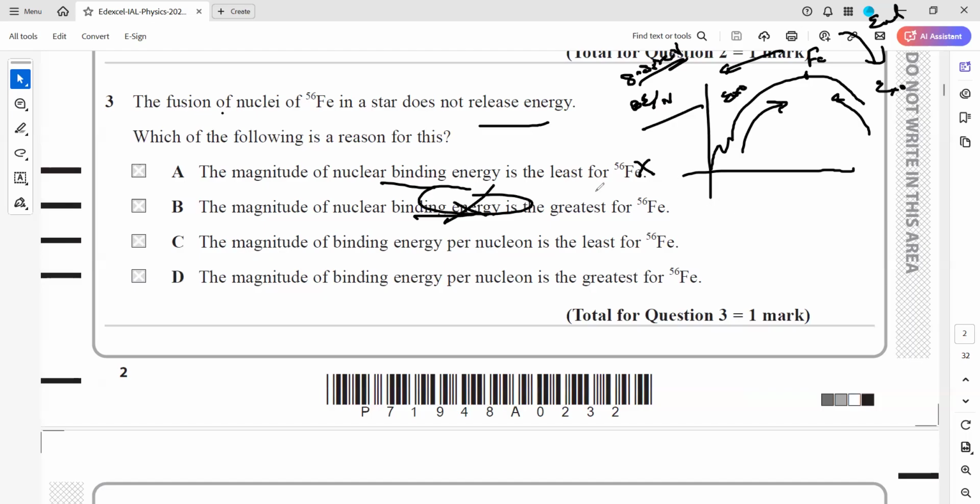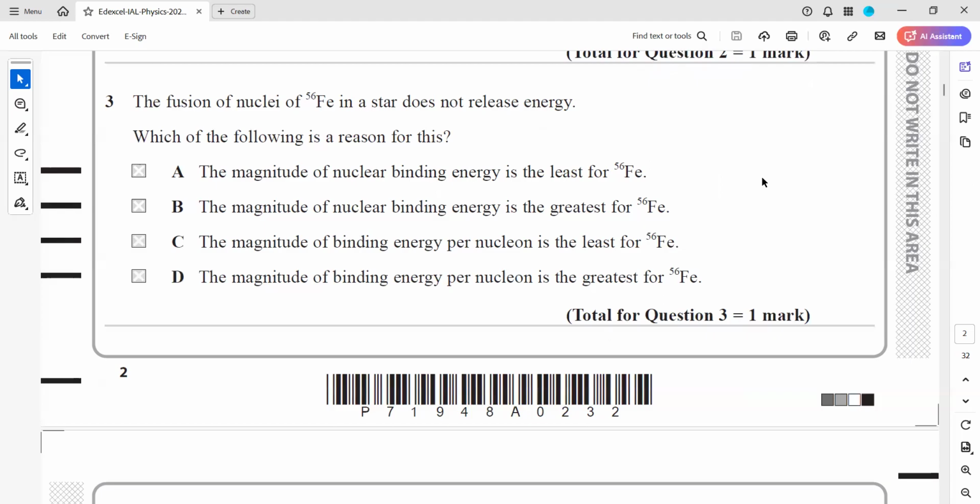Iron is having the highest binding energy per nucleon. Total binding energy depends on binding energy per nucleon multiplied by the number of nucleons. But this graph is for binding energy per nucleon. So, binding energy per nucleon is least for iron? No, it is maximum for iron. So D will be the right answer. So always remember, when binding energy per nucleon increases, the reaction will be exothermic. If it decreases, the reaction will be endothermic. That's why in fission and fusion, both cases, when lighter nuclei undergo fusion and heavy nuclei undergo fission, both are exothermic reactions because binding energy per nucleon increases.